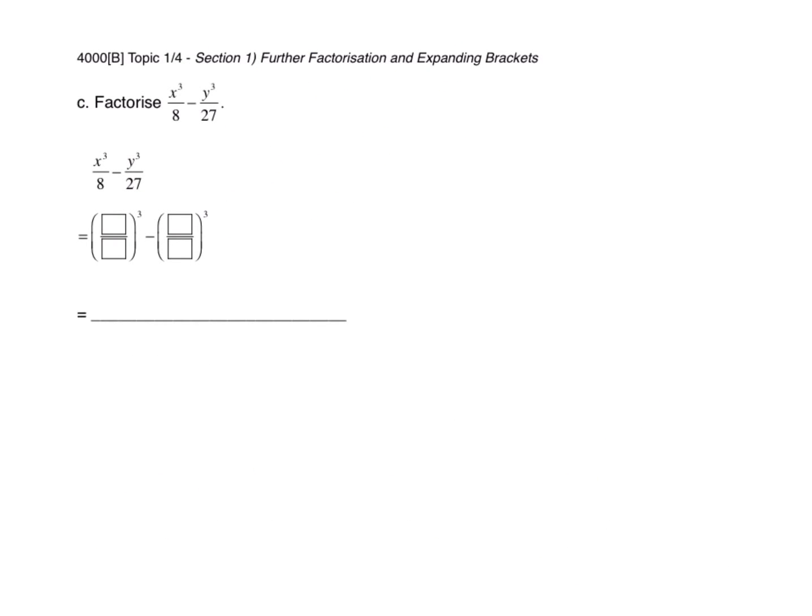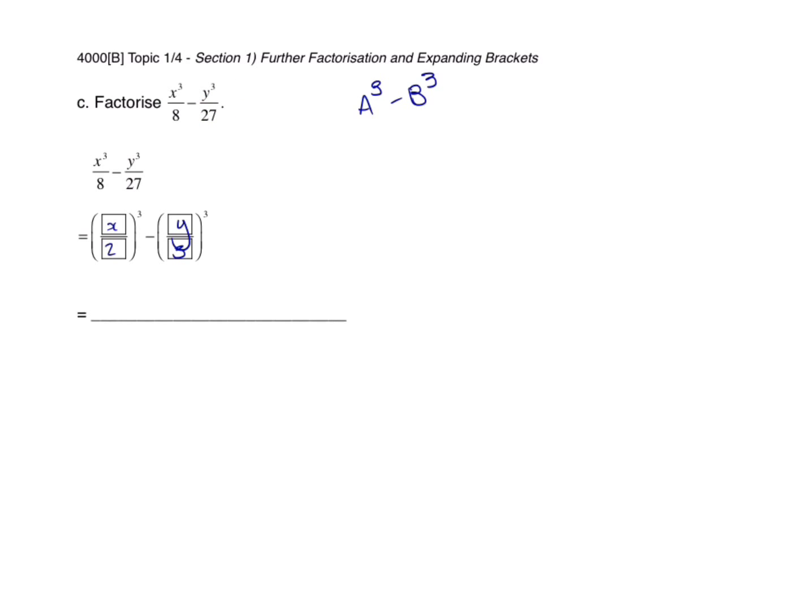So let's have a look at another question. It's asking us to factorize 8x cubed on 8 minus y cubed on 27. Well, 8 is a cube number, 27 is a cube number, y cubed and x cubed are both cube numbers. So we can put this in the form a cubed minus b cubed. So we have x on 2, because the cube root of 8 is 2. And we have y on 3, because the cube root of 27 is 3.